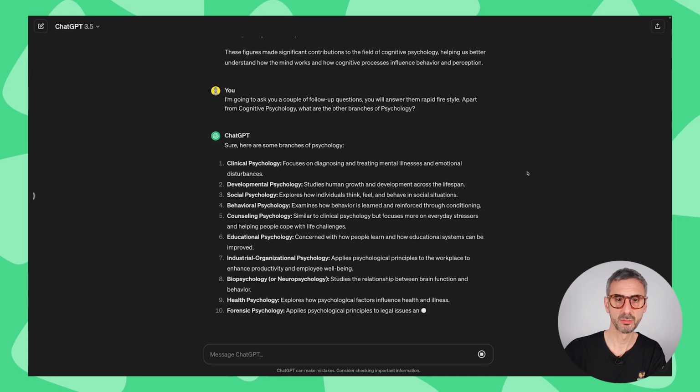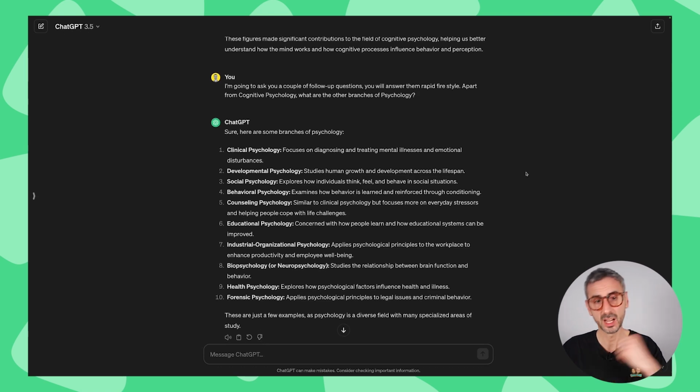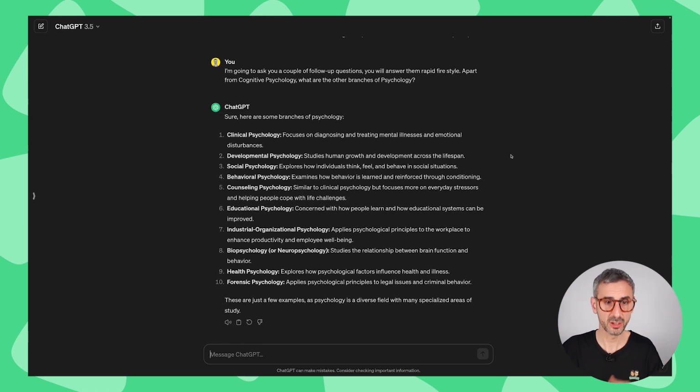Sure, here are some branches of psychology: clinical psychology, developmental psychology, social psychology, behavioral psychology, counseling psychology, educational psychology, industrial organizational psychology, biopsychology or neuropsychology, health psychology, and forensic psychology. All right, so here I got a good overview of the different branches. Probably there are more, but these are probably the most important branches of psychology. Let's continue rapid fire style.